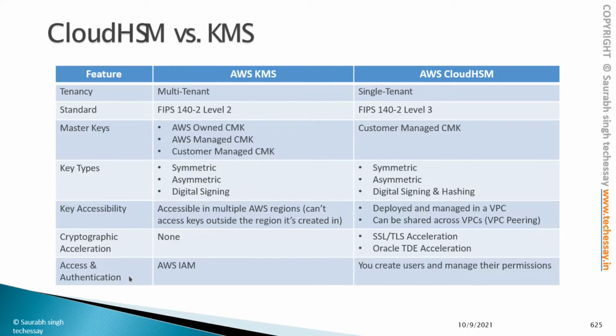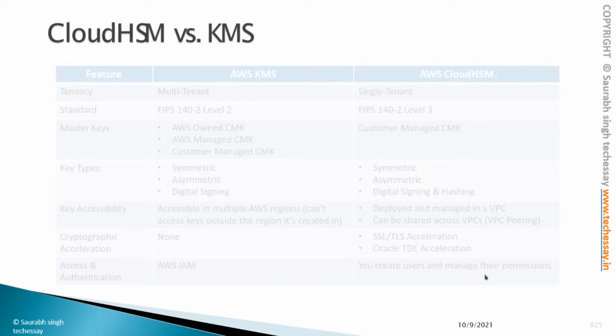When we talk about access and authentication, then when we are using AWS KMS, AWS IAM is used for giving access and authentication. Whereas in AWS CloudHSM we create users and manage their permissions. So let's move further.